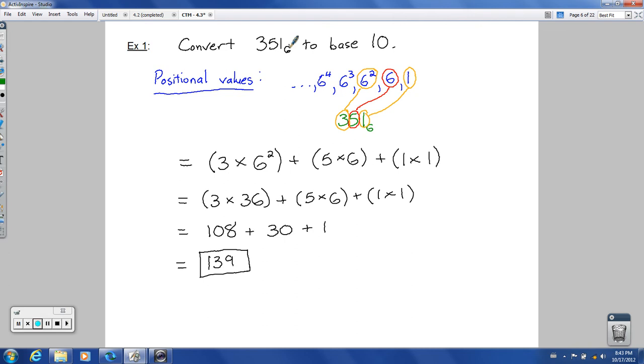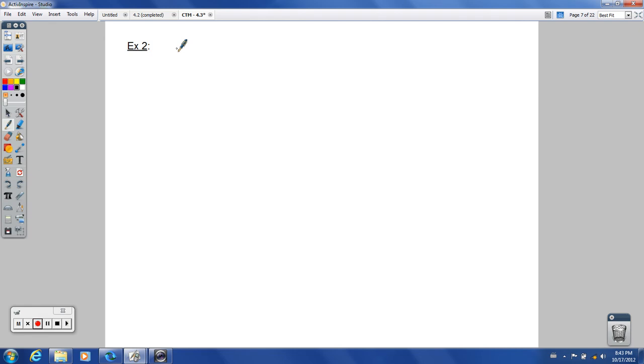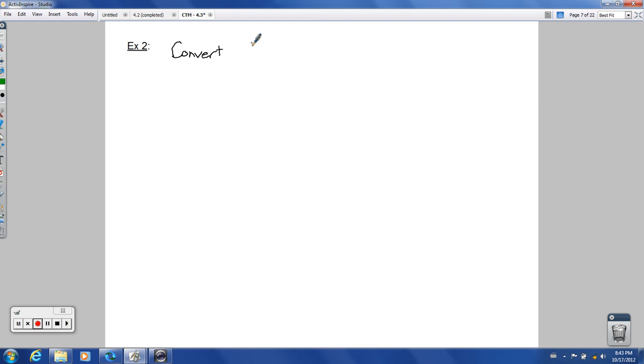So let's do another example kind of similar to that one, to get more practice. We're going to use a different base this time, not 6, but let's convert 2876 from base 9 to base 10. Now you'll notice I'm going to make a little note here. You may want to write this down: the numbers here always have to be less than the base.